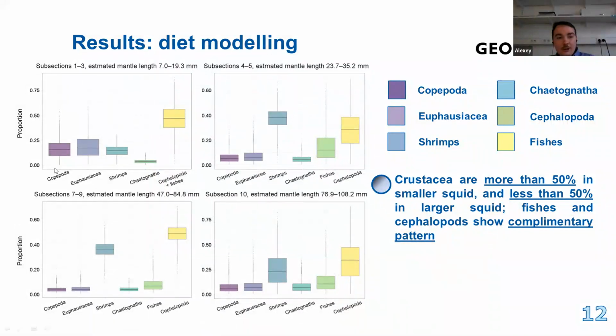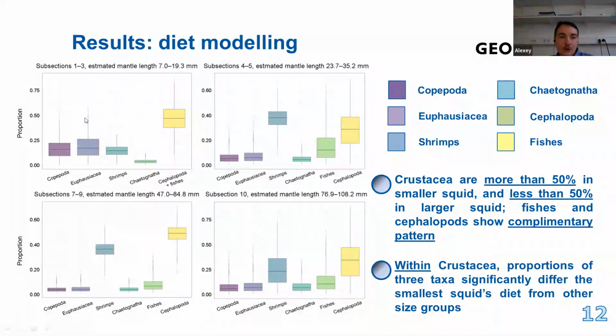And if we have a more detailed look within crustaceans, the smaller squid have more or less equal proportions of copepods, euphausiids, and shrimps. But all other groups of squid are significantly different. And the largest crustaceans of these 3 groups, shrimps, dominate the diet of all but the smallest studied squid groups.